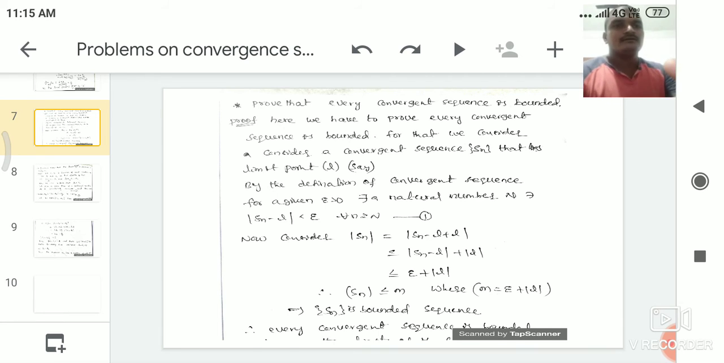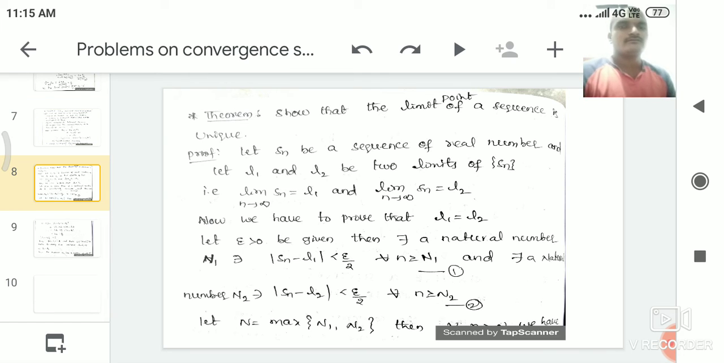Okay. Next we see one more theorem. That is, the limit point of a sequence is unique. If any sequence has a limit point, that limit point must be unique.